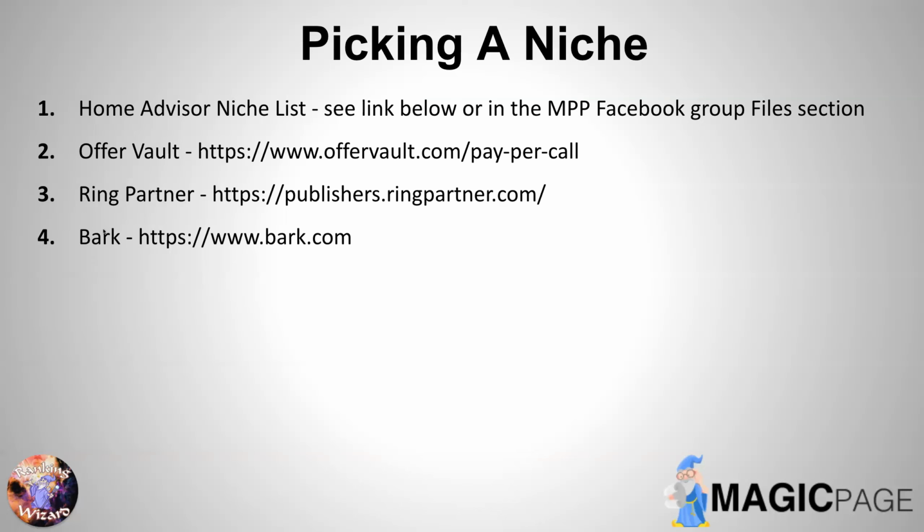And what I do with that one is I use it as my guide, especially for the UK, because we haven't got a Home Advisor. I'll use that as a guide for how much to sell my leads for. If Bark's selling them for £10, I'll sell them for £9. If Bark's selling them for £20, I'll sell them for £19. I'll always undercut Bark.